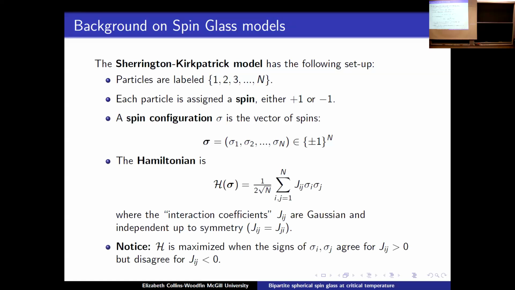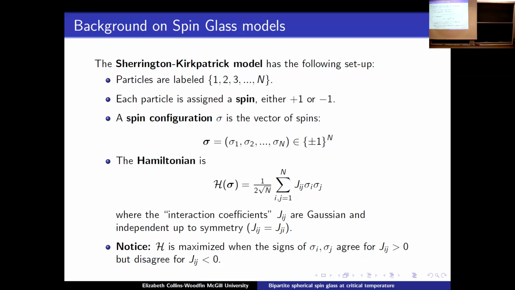Then we have for this model a Hamiltonian. What's happening here is that we're summing over all the pairs of particles and this interaction, what we call the interaction coefficient, J sub ij. And the idea is that it's going to be modeled by a Gaussian random variable, and they're all going to be independent except for the constraint that we should have symmetry. So J sub ij is equal to J sub ji.